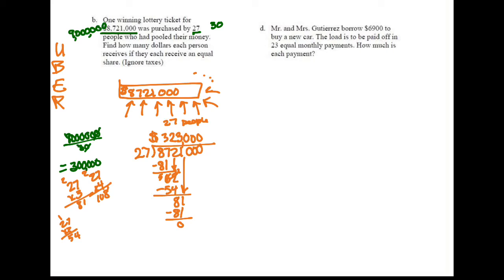Next problem. Mr. and Mrs. Gutierrez borrow $6,900 to buy a new car. The loan is to be paid off in 23 equal monthly payments. How much is each payment? Okay, so my understanding is we're going to take the $6,900 and break it into equal payments over a 23-month period.